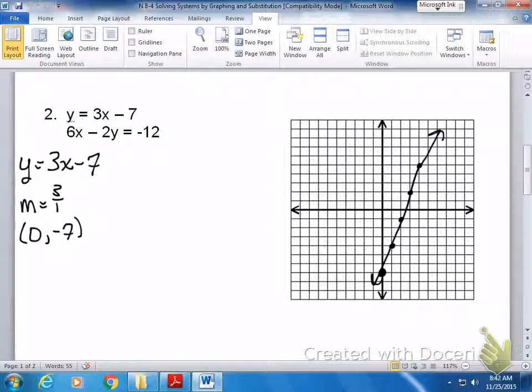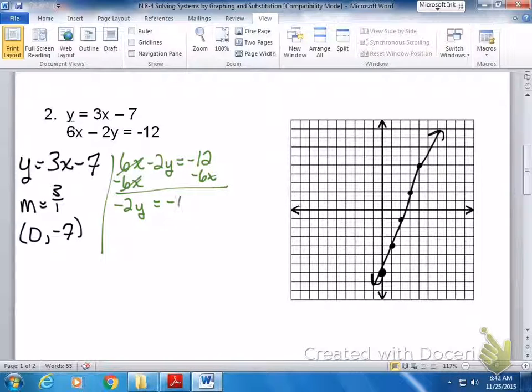Okay, so we're good with that one. Let's move over to the other equation. We're going to have to do a little work here. I've got 6x minus 2y equals negative 12. And just like the last ones, let's move our x's first. Since they're positive, I'm going to subtract them from both sides. Now I have negative 2y is equal to negative 6x minus 12.